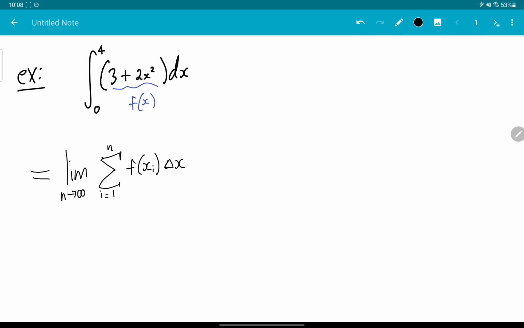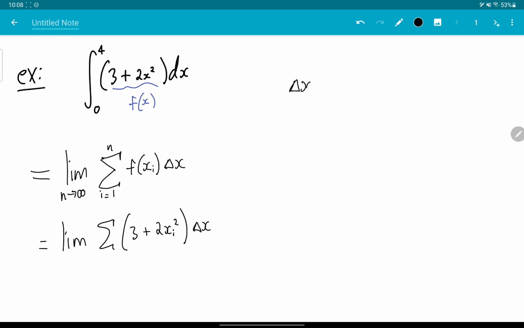So let's start by plugging that in. Three plus 2xi squared delta x. Now let's break things down piece by piece here.